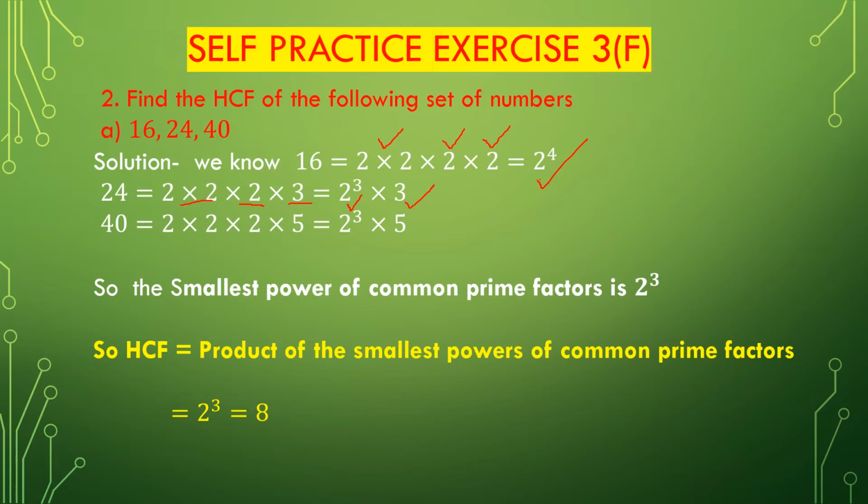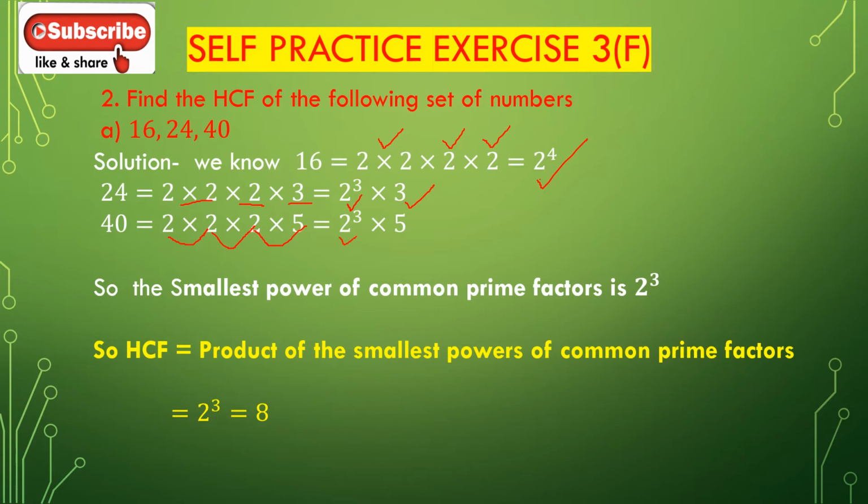Now find the prime factorization of 40. 2 multiplied with 2 is 4, 4 multiplied with 2 is 8, 8 multiplied with 5 is 40. So prime factorization of 40 is 2 multiplied with 2 multiplied with 2 multiplied with 5, and 2 multiplied with 2 multiplied with 2, 2 multiplied 3 times, can be represented in exponential form as 2 to the power 3 multiplied with 5. 2 cubed multiplied with 5. This is the prime factorization of 40.